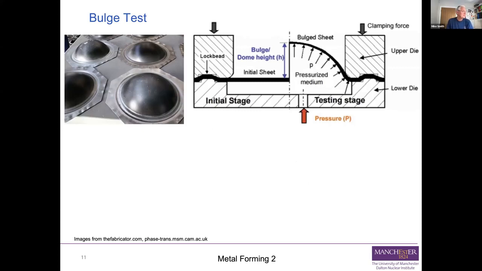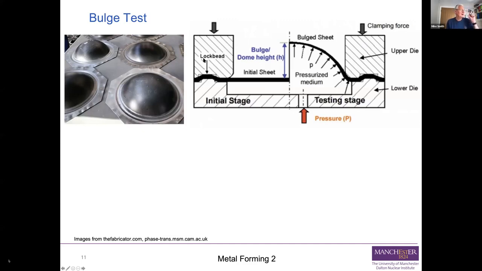What you do is you start out with a sheet of material, of metal, and you can see some sheets of metal that have been bulge tested on the left-hand side. It starts out as a nice flat disc, probably, and you clamp it into a stage that allows you to pressurize it. So that diagram on the right, the left-hand side of the diagram on the right, you've got a stage that you clamp it down onto and it's flat.